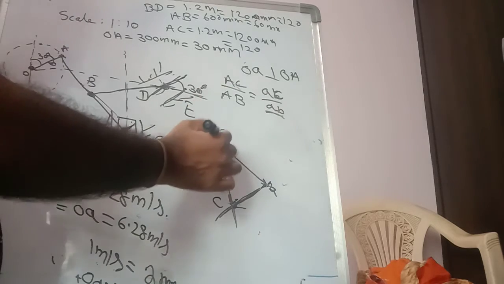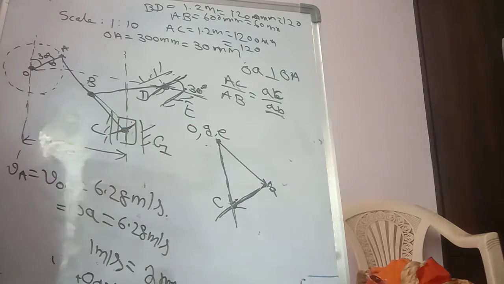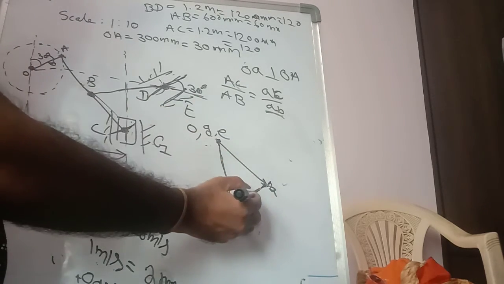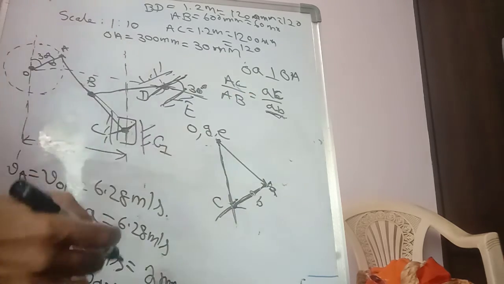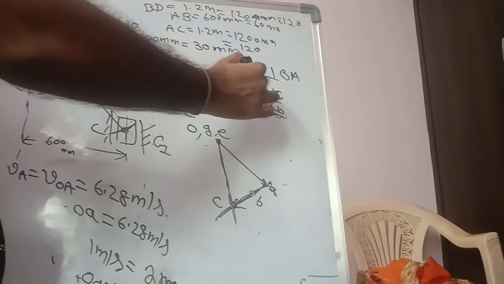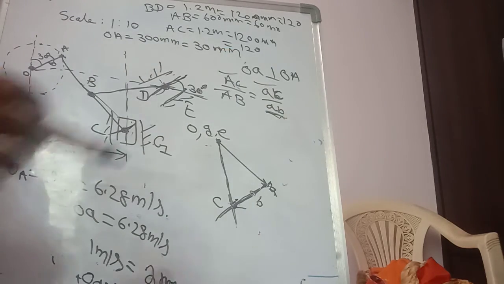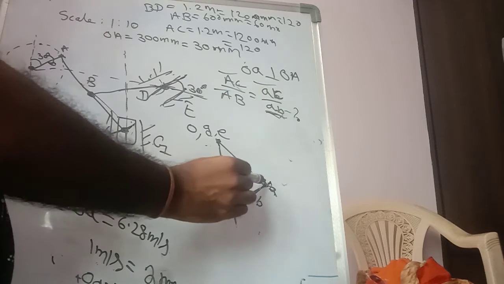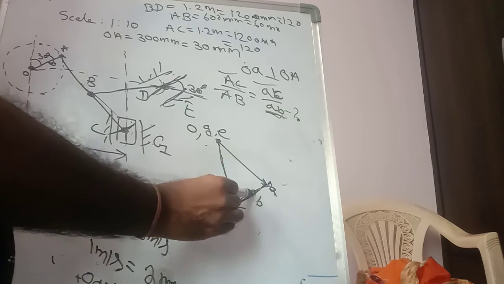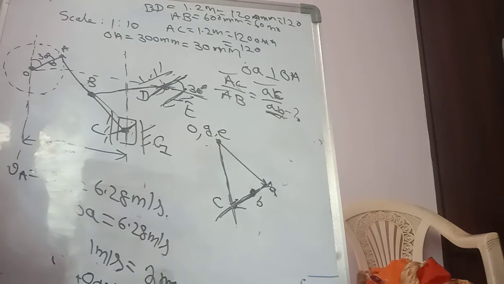Then we will get the ab. So now from a, you can mark the b. So here AC is known, AB is known, small ac is known. We have to find out the small ab. So that distance we have to mark in the velocity diagram. So this is point b. Okay. Now we get the point b.